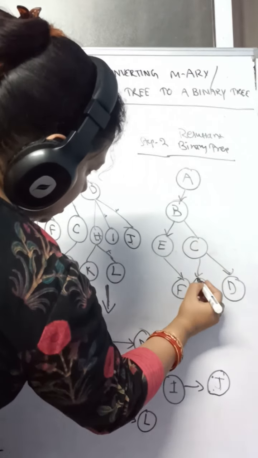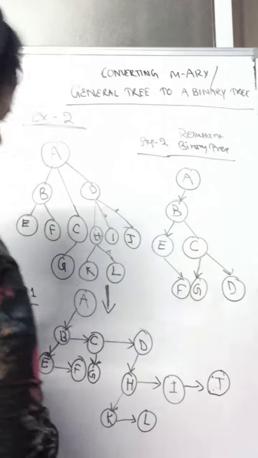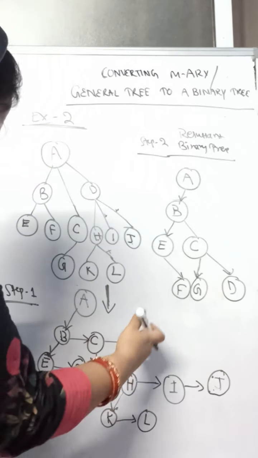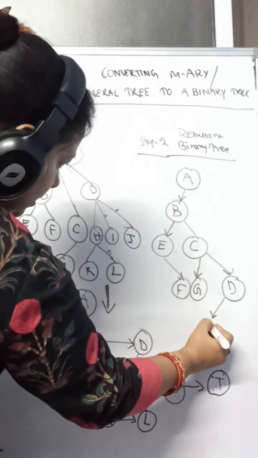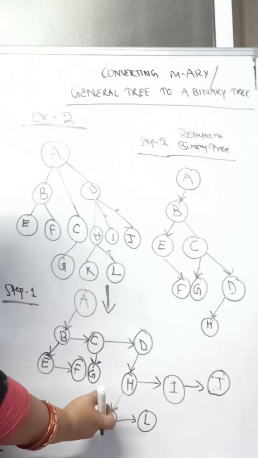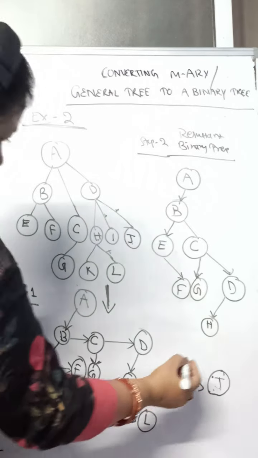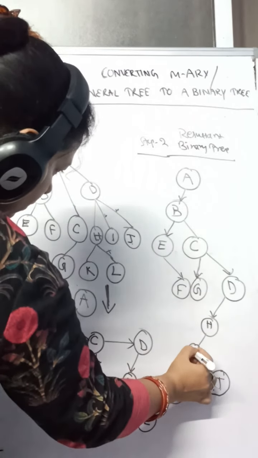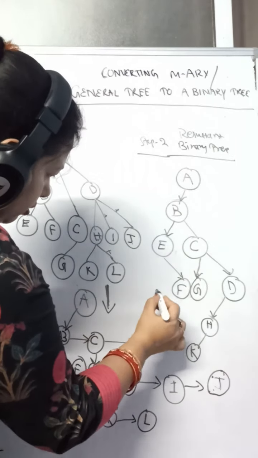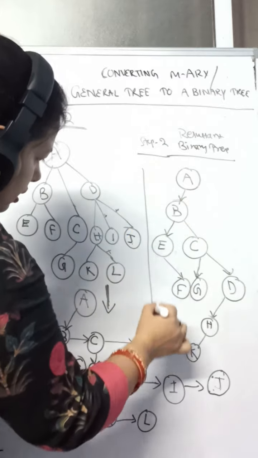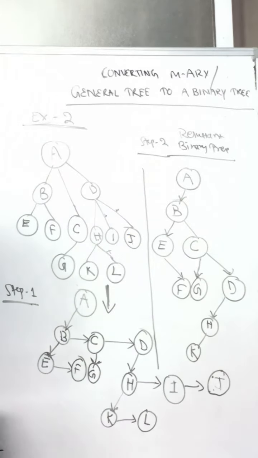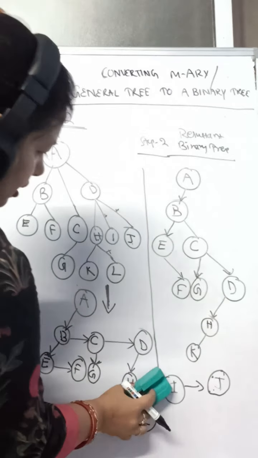I don't have enough space, just draw it clearly. D, again D's left child is H, then H's left child is K. I have to erase a little bit from here. So you just note it down, and from this tree you have to find this tree.